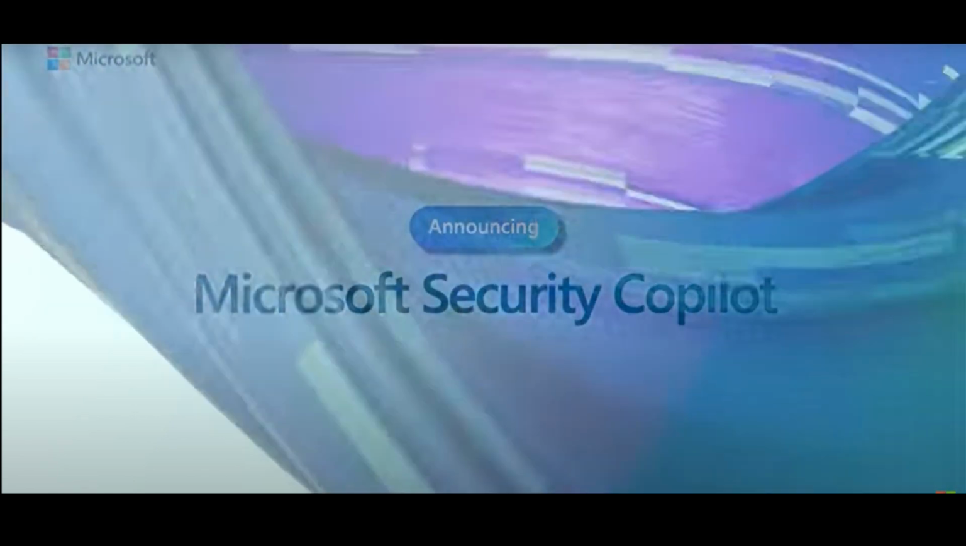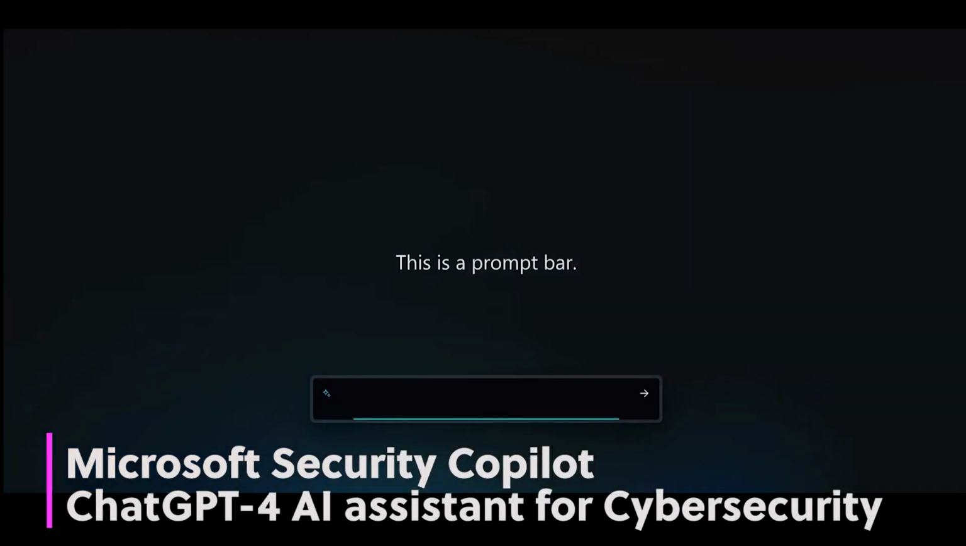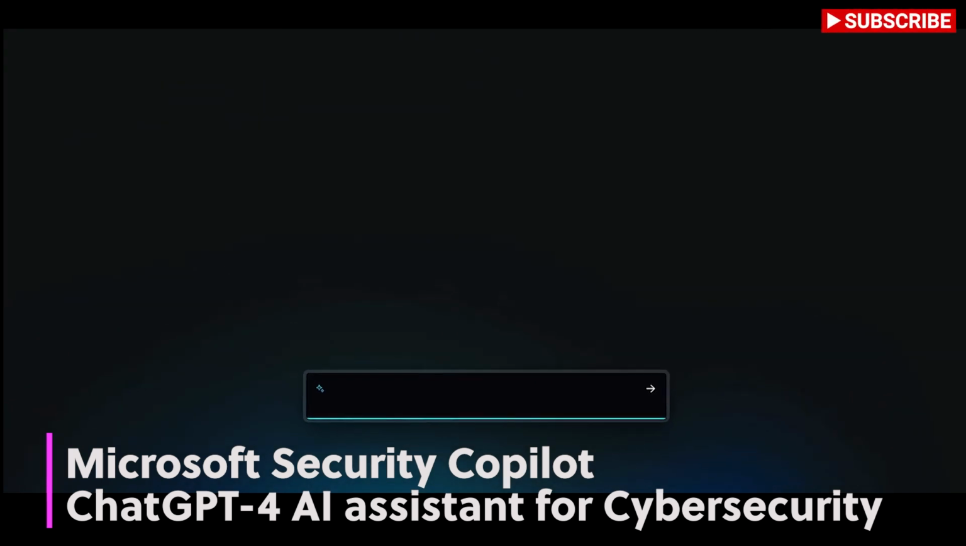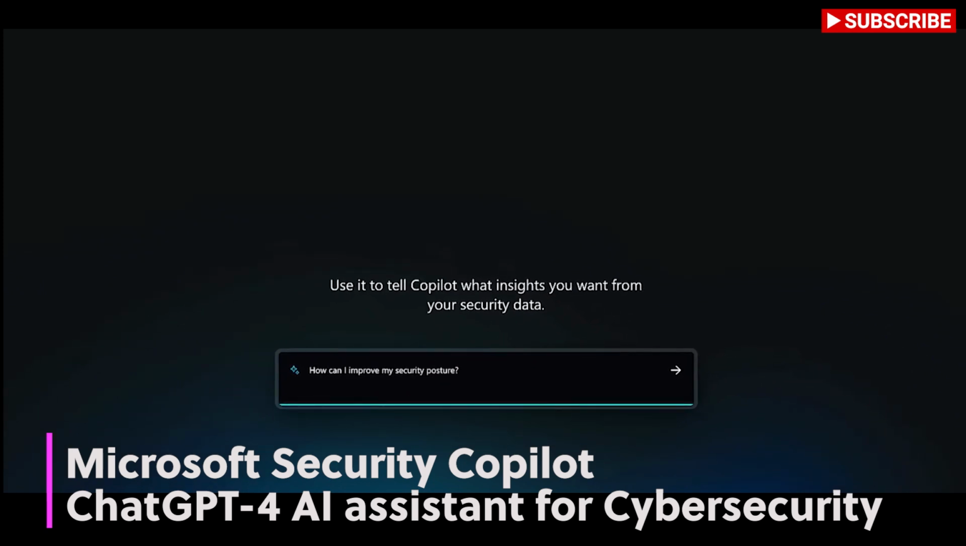This week, Microsoft announced it is bringing the next generation of AI to cybersecurity with the launch of Microsoft Security Copilot, giving defenders a much-needed tool to quickly detect and respond to threats and better understand the threat landscape overall.